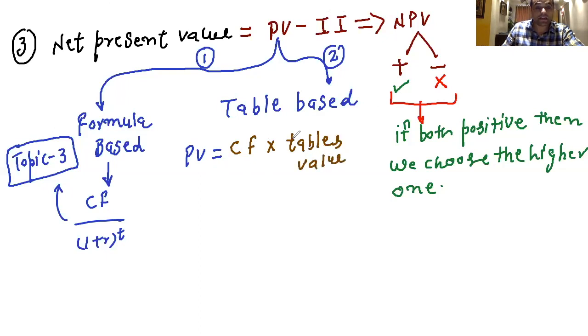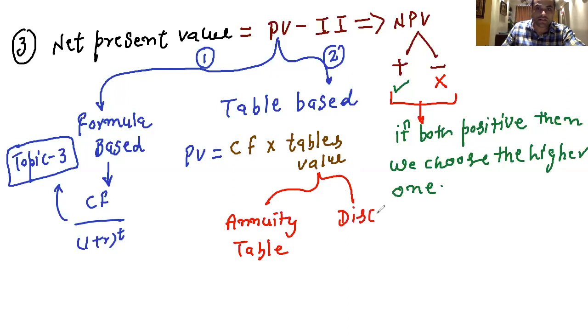So cash flows multiplied by table values, you're going to get a present value, right? So we can have 2 types of table values, which means we have 2 types of table. One is an annuity table, so one value could come from the annuity table, and the second one could be a discount table. The annuity table and the discount table.